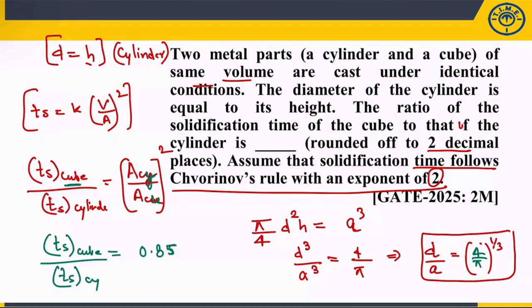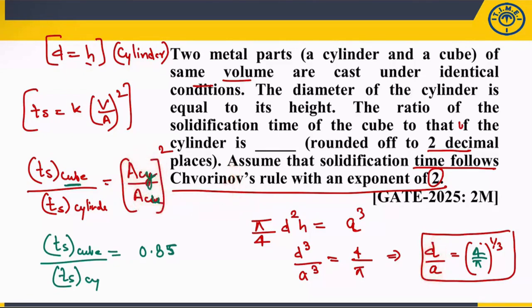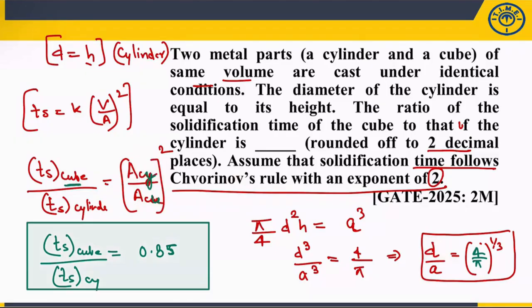0.85. What is the area of cube? 6a squared. Similarly, you can calculate it for a cylinder also. So the d by a ratio, which is the size ratio, you already know. Once you put it in, you will get the answer as 0.85. How many of you got it?